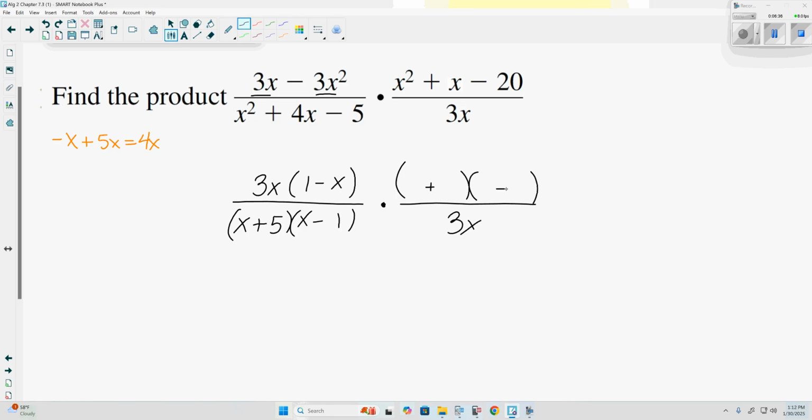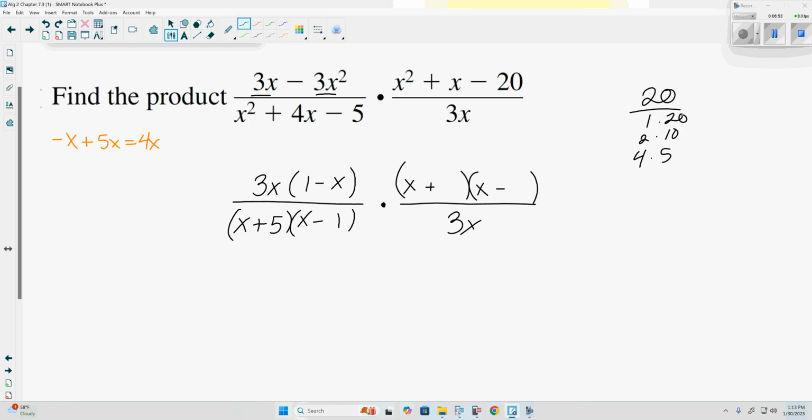Factors of x squared: x and x. Factors of 20: 5 and 4, 2 and 10, 1 and 20. I have a feeling we're wanting 5 and 4, yes?